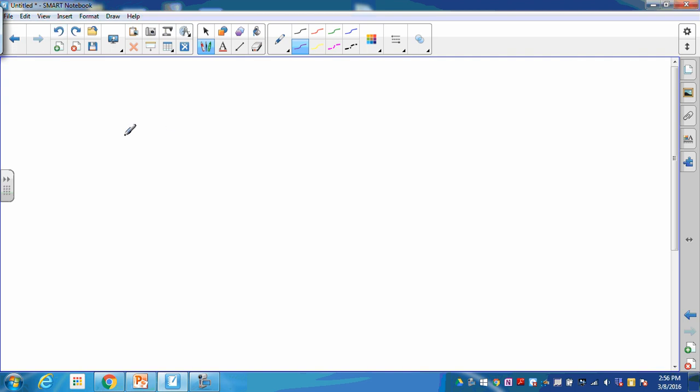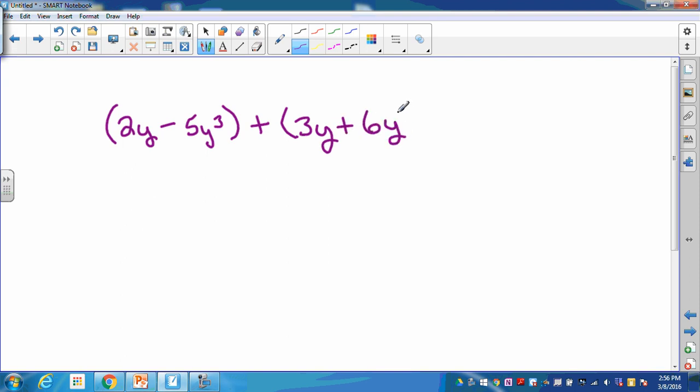Okay. So when adding, most of the time you're going to be given a couple sets of parentheses. So let's say in one set of parentheses I have 2y minus 5y to the 3rd, close parentheses, plus 3y plus 6y squared. Okay, now, because these are grouped in parentheses, we need to treat them sort of separately.